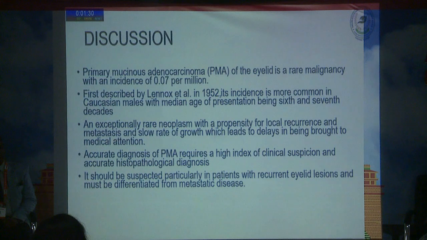Primary mucinous adenocarcinoma of the eyelid is a rare malignancy with an incidence of 0.07 per million, first described by Lennox et al. in 1952. Its incidence is more common in Caucasian males, with the median age of presentation being the 6th and 7th decades. It is an exceptionally rare neoplasm with a propensity for local recurrence and metastasis, and a slow rate of growth which leads to delays in being brought to medical attention. Accurate diagnosis of PMA requires a high index of clinical suspicion and accurate histopathological diagnosis. It should be suspected particularly in patients with recurrent eyelid lesions and must be differentiated from metastatic disease.